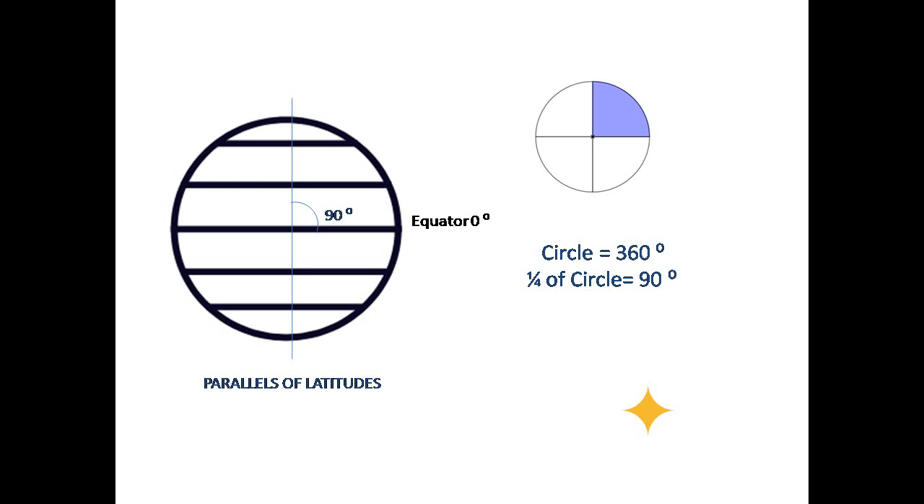Earth is spherical in shape. We know the angle of a circle is 360 degrees. 1/4 of a circle gives a 90-degree angle. Therefore, the distance from the equator to either of the poles should also make 90 degrees. Thus, 90-degree north latitude denotes the north pole and 90-degree south latitude denotes the south pole.